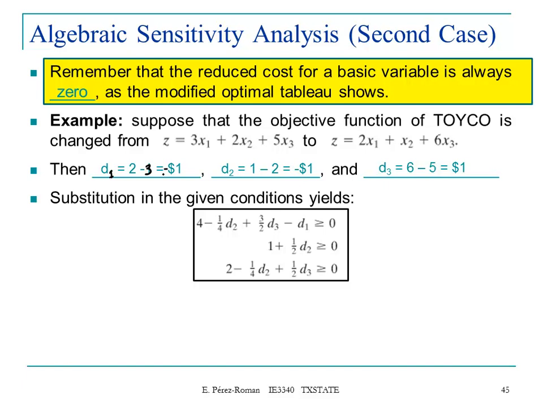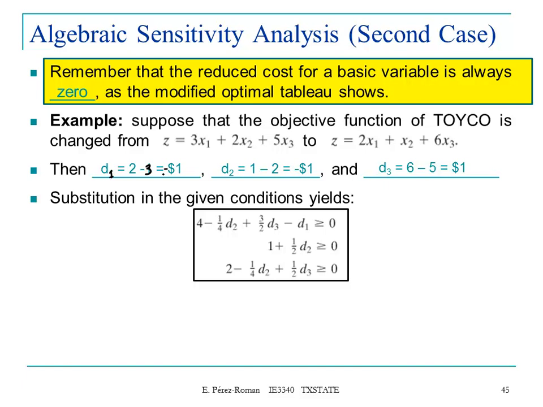We have 6 minus 5, 1 minus 2, and 2 minus 3, and that's minus 1. This is coming from the difference between the coefficients. So the coefficient for the new one minus the old one: 2 minus 3 is minus 1, 1 minus 2 is minus 1, and 6 minus 5 is 1. This is just given. This is an example.